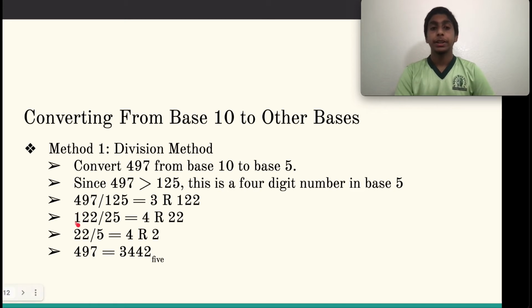Now, let's just say here, instead of 122, I had 24. Well, instead of dividing 24 by 25, I just put a 0 here and move on to my next power of 5. In that way, I don't have to deal with any decimals, and that's just how you do it. You just put a 0 there if it's not divisible by that particular number. By not divisible, I mean it's smaller than your divisor.